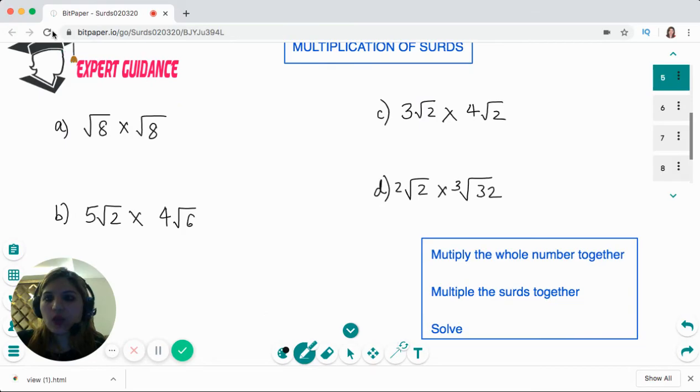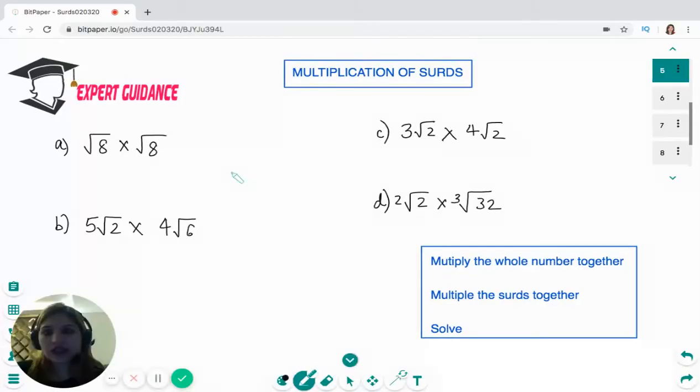Now let us move on to the multiplication of surds. In order to multiply the surds, it is simpler than adding and subtracting. You just multiply the whole numbers together, multiply the surds together, and see if you can further simplify that. For example, here the whole numbers are 1 and 1. 1 times 1 is 1. 8 times 8 is 64. So that becomes square root 64, and you know square root 64 is 8.